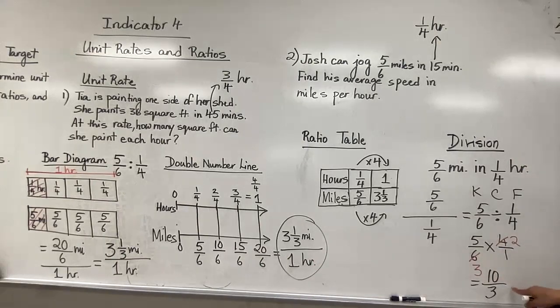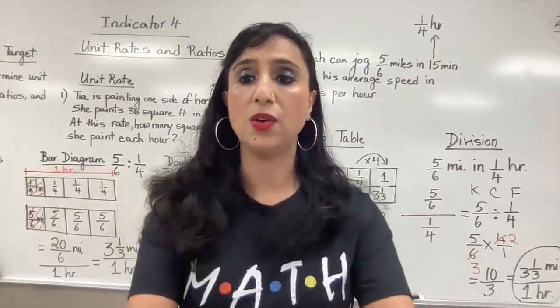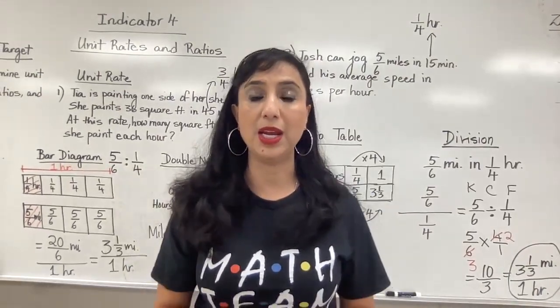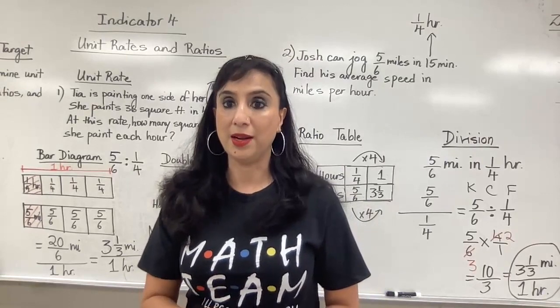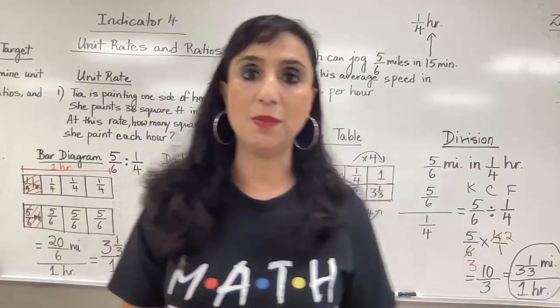And so when I simplify this, I am going to get 3 and 1/3, because 3 times 3 is 9. And I have 1 remainder, 3 denominator, 3 and 1/3 miles in 1 hour. Okay, do not forget to write it in this format, because we are talking about unit rates. So unit rate basically means that my denominator has got to be 1. All right, because whatever I'm calculating is going to be per unit, and that's what makes it a unit rate.